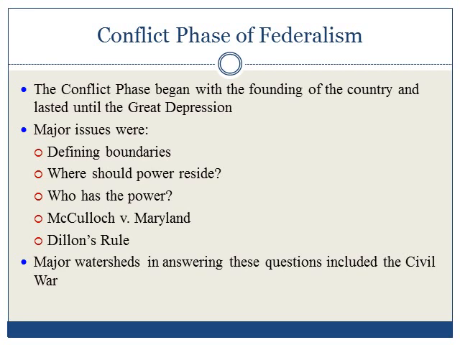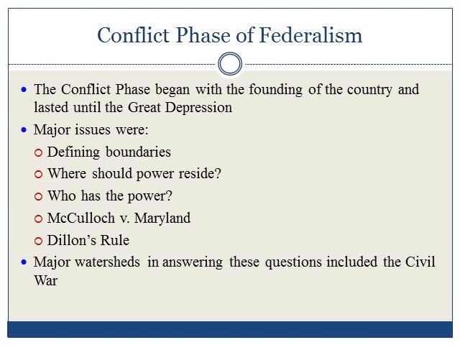The conflict phase of federalism began with the founding of the country and lasted until the Great Depression. At this time, the country was interested in defining its boundaries, and I don't mean their geographical boundaries, but where should the power be? How much power should the federal government have? How much power should the state government have? And so there was this constant conflict.